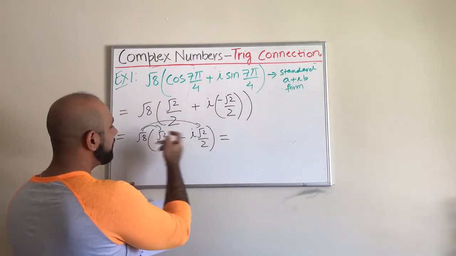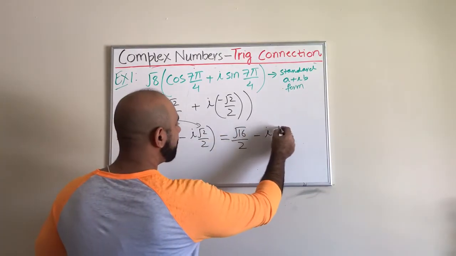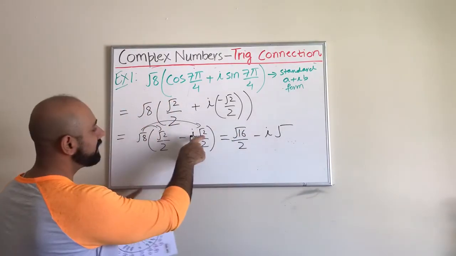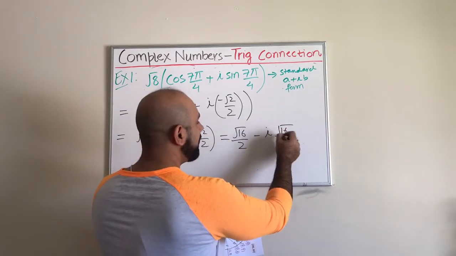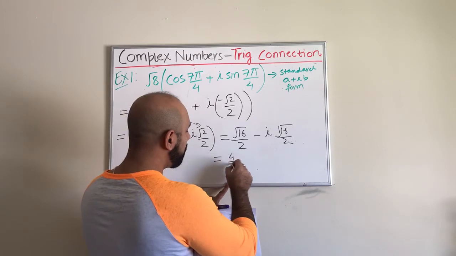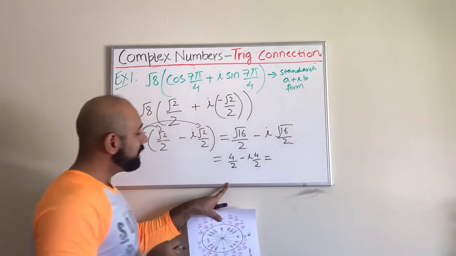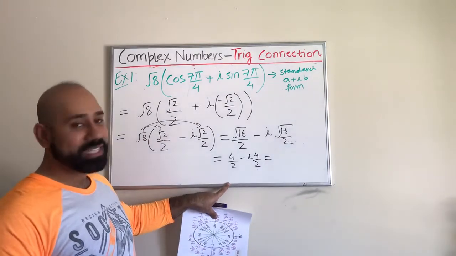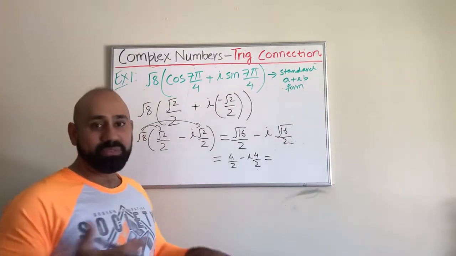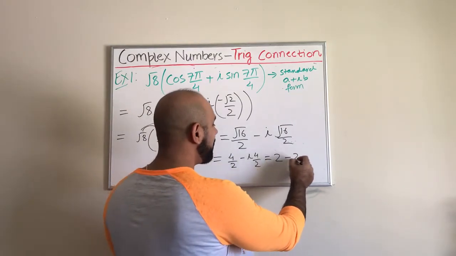Guys, radical 8 times radical 2 is radical 16 divided by 2 minus i times, same thing guys, radical 8 times radical 2 is radical 16 divided by 2. We can still simplify. Radical 16 is 4, so it's 4 over 2 minus i 4 over 2. Well, we should not stop right here because we can still simplify this. We got to simplify as much as we can. So 4 divided by 2 is still 2 and it's 2 minus 2i.